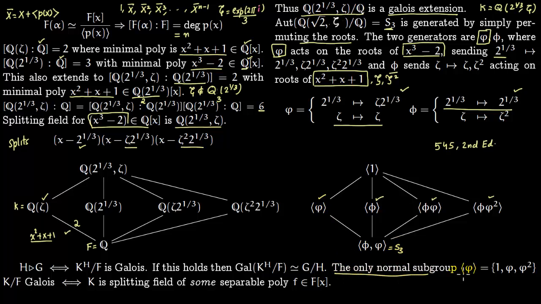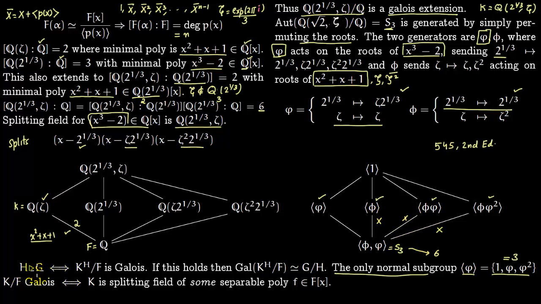Again, you can check that Var phi is {1, phi squared}. The order of this is 3. The order of S3 is 6. And so this is half of this. So this is a normal subgroup. In fact, this is the only normal subgroup. This is not a normal subgroup. This is also not a normal subgroup. This is also not a normal subgroup. Now these three are not normal subgroups.